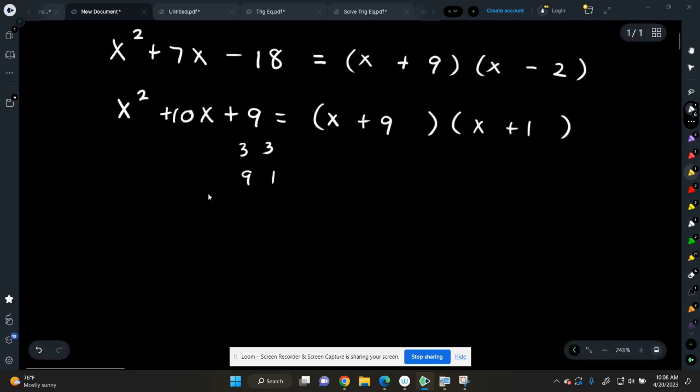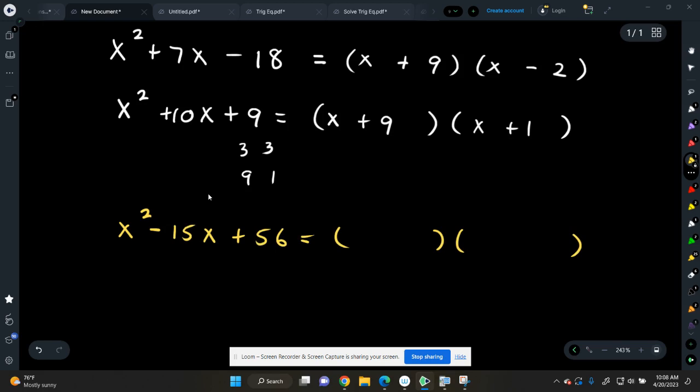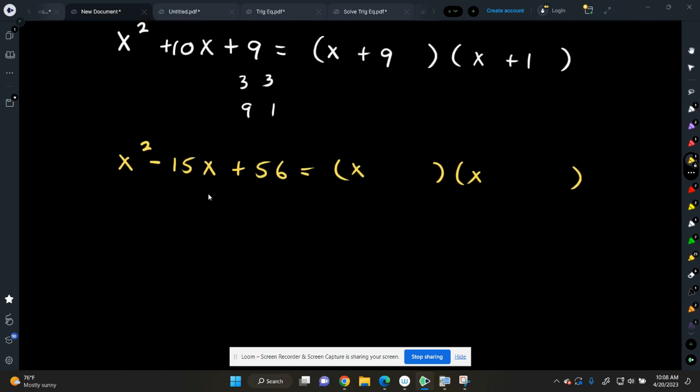Okay, this is a harder one. X squared minus 15x plus 56. Now don't shout it out. Okay. How do we factor this 56? Well, it could be 28 and 2, could be 14 and 4, could be 7 and 8. Which combination will add up to 15?